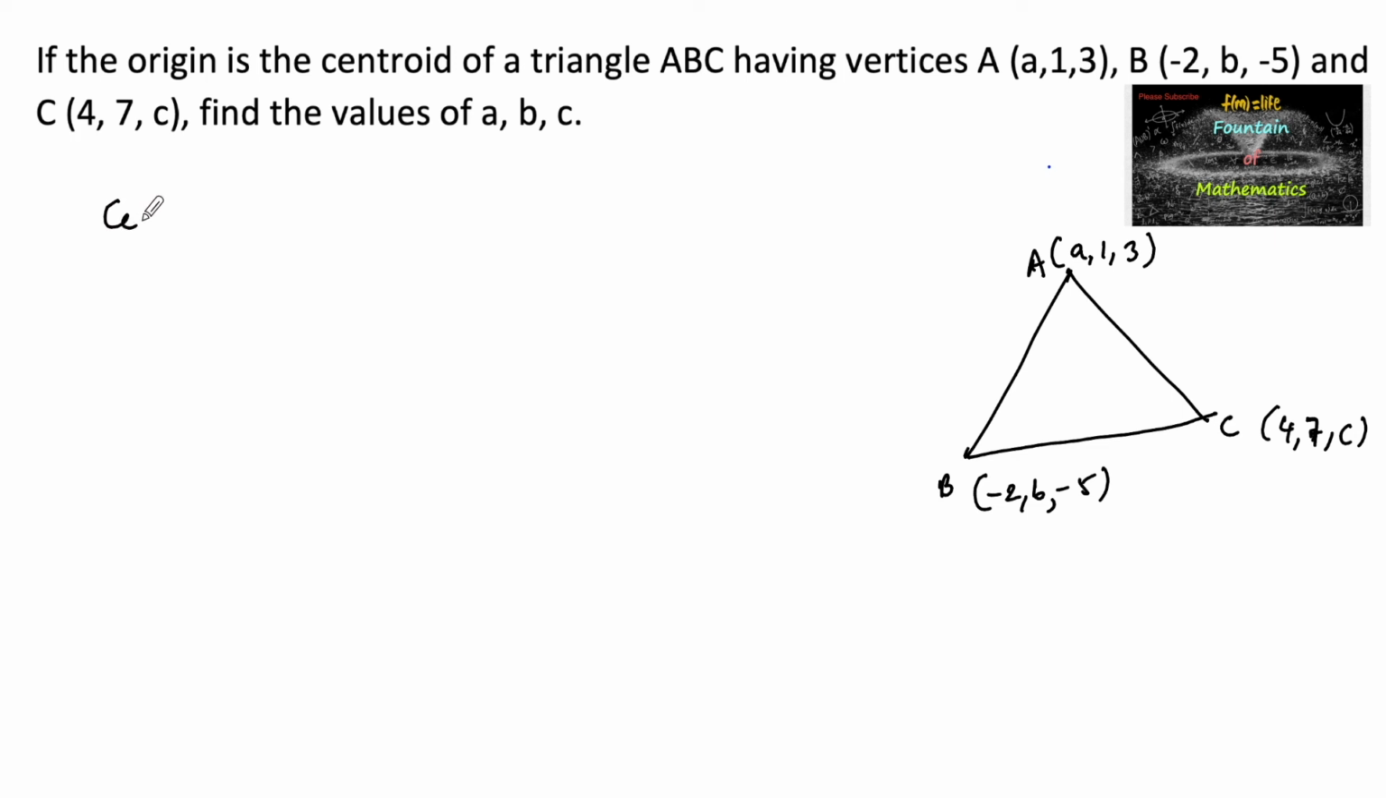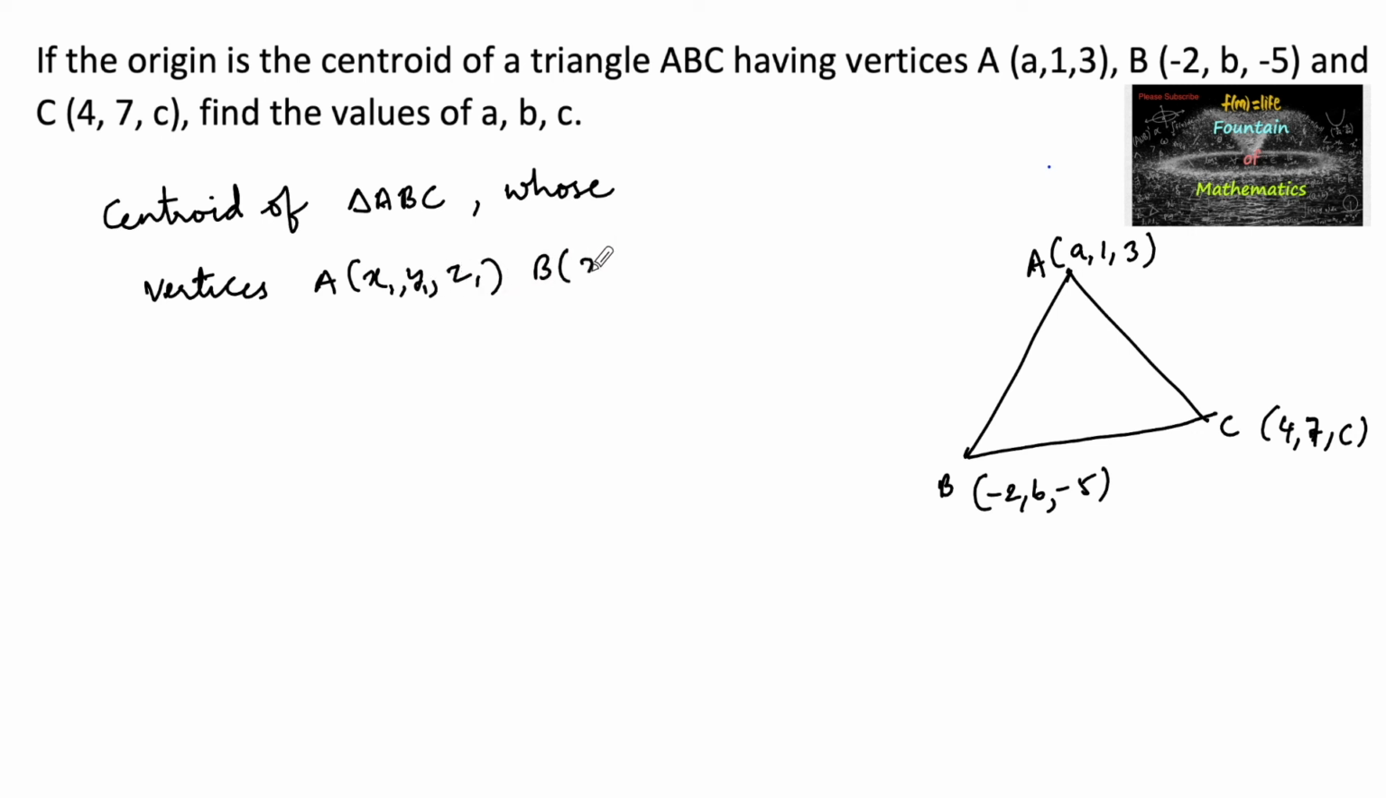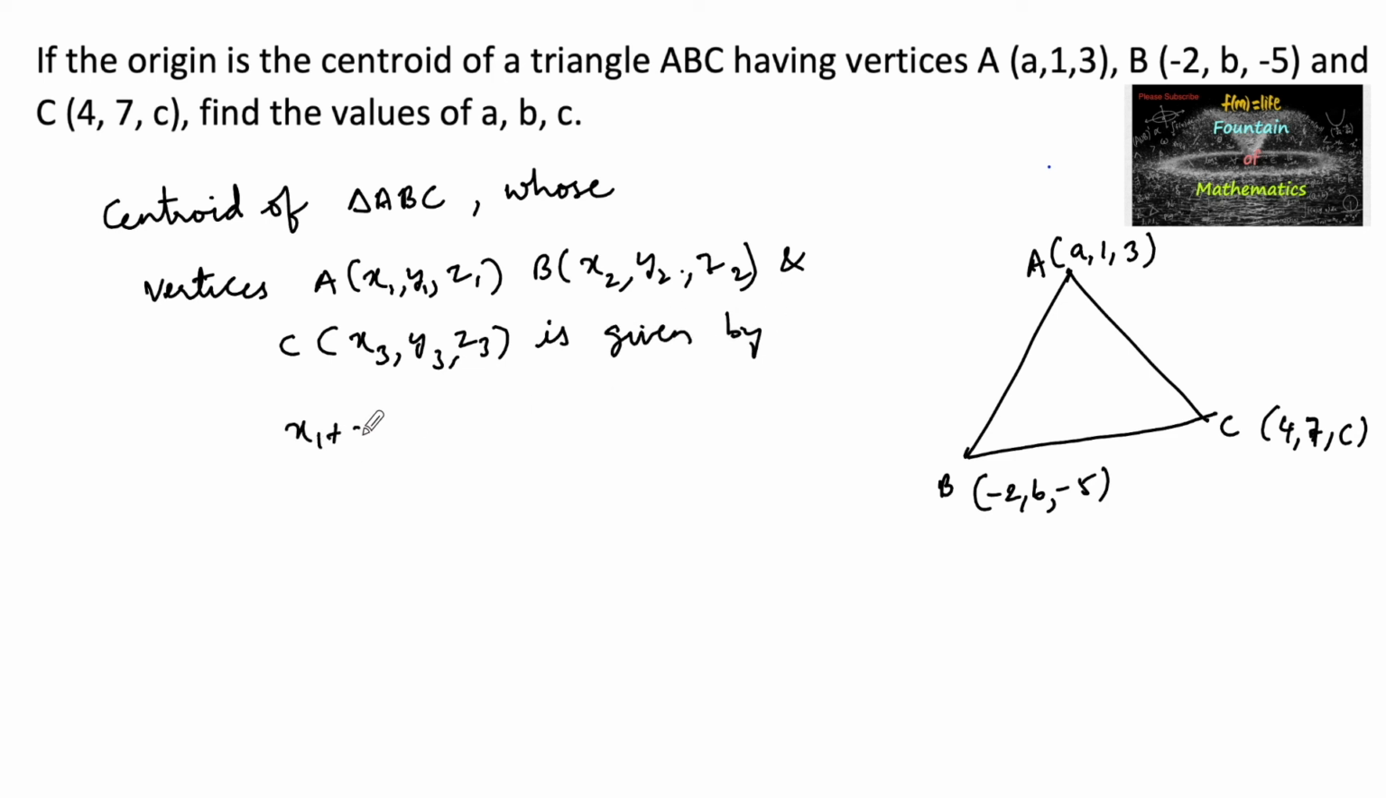We know that the centroid of triangle ABC whose vertices are A(x1, y1, z1), B(x2, y2, z2), and C(x3, y3, z3) is given by ((x1 plus x2 plus x3) by 3, (y1 plus y2 plus y3) by 3, (z1 plus z2 plus z3) upon 3).